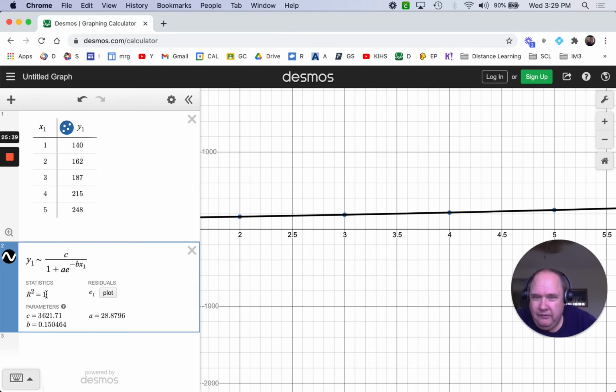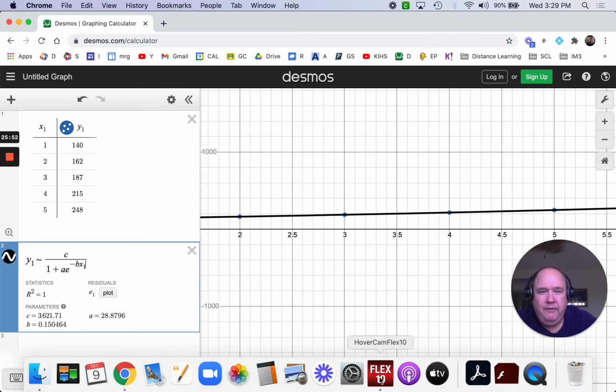1 plus a is like 29. E to the exponent negative 0.2, 0.15 x. So there is my model. Desmos helps me do that regression.